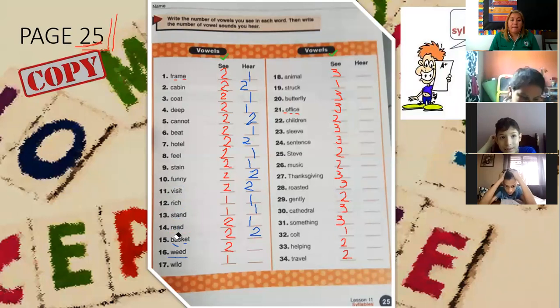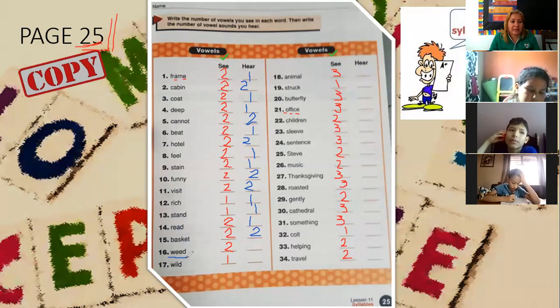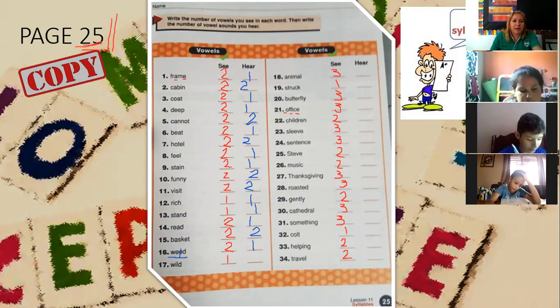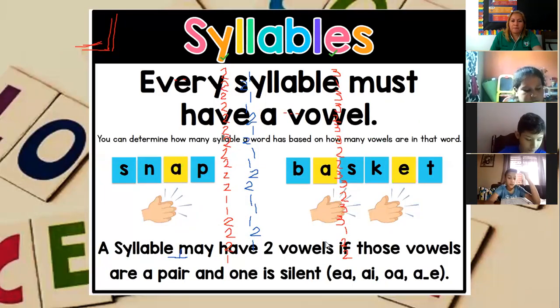Okay. Because this word has double E. The double E makes a long E. Long E. Entonces, how do you say this word? Weed. Repeat the word, Victor. Weed. How many vowels do you listen? Two. No. Just one. Why? Eso fue mencionado acá. ¿Qué dice acá? Dice, words may have two vowels.